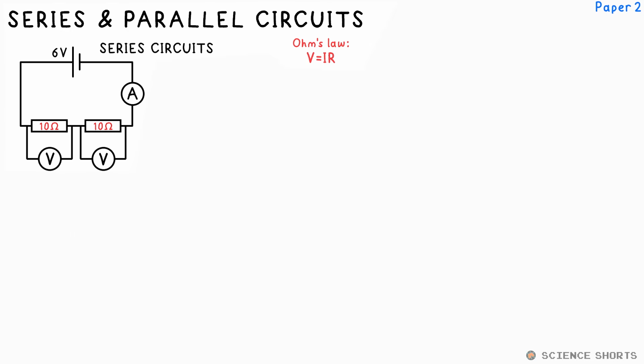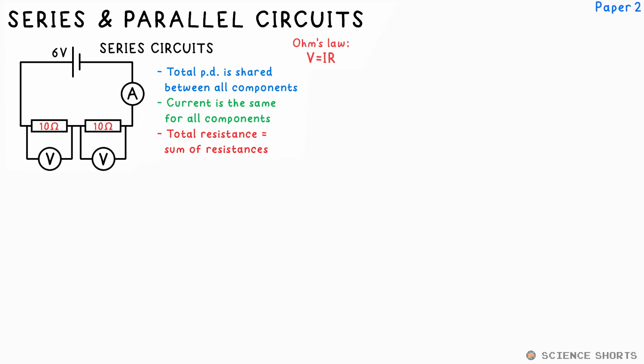Here's the simplest series circuit we can make, just two resistors in line with the battery. What you need to remember is that for components in series, total PD is shared between them, current is the same for all of them, and the total resistance is just the sum of all the resistances. They're just added up. Let's deal with that first point. If these resistors are the same, let's say 10 ohms each, then that 6 volts total PD from the battery must be shared between them. So if we put a voltmeter across each of these, they both read 3 volts.